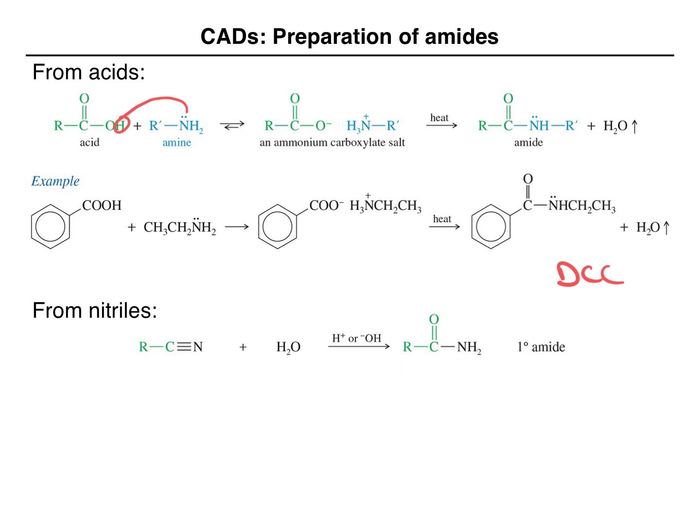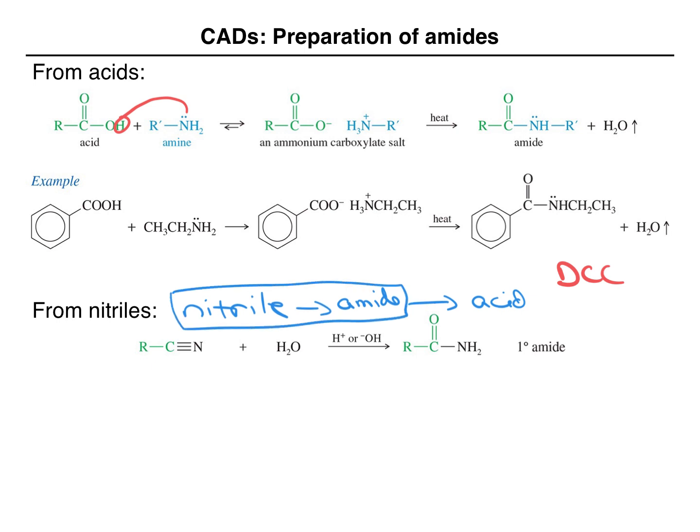Another way to make amides is by starting with a nitrile and carrying out a hydrolysis. A nitrile can be hydrolyzed to a carboxylic acid, but this proceeds through an amide. So if you use mild enough conditions, you can get this reaction to happen, whereas if you use stronger conditions, you will get this reaction to occur. Hydrolysis of a nitrile can occur either under acidic or basic conditions.